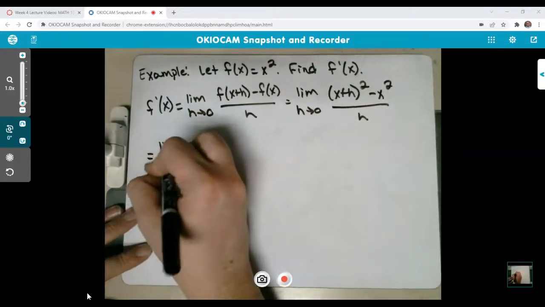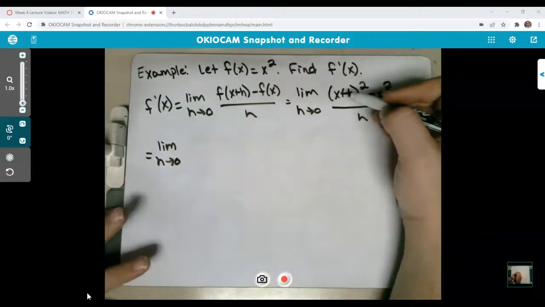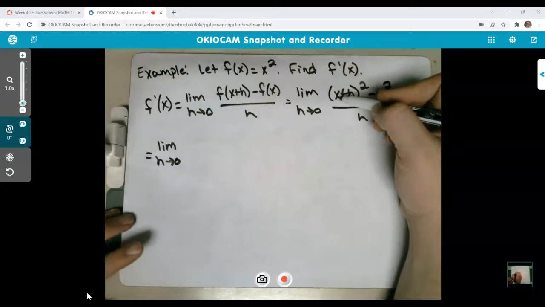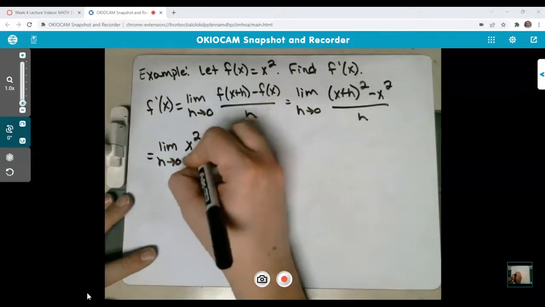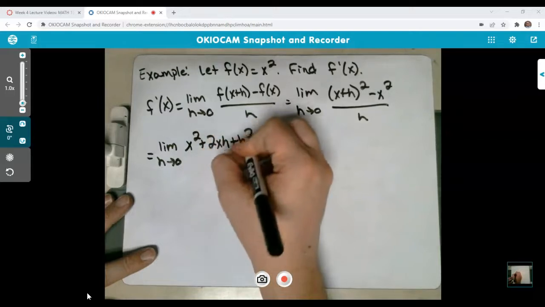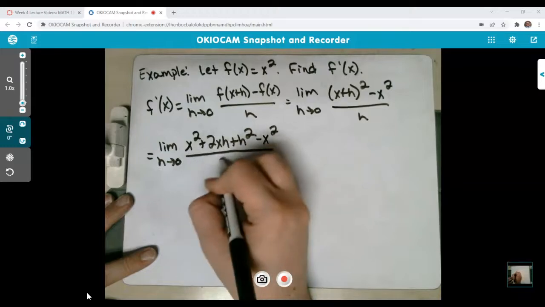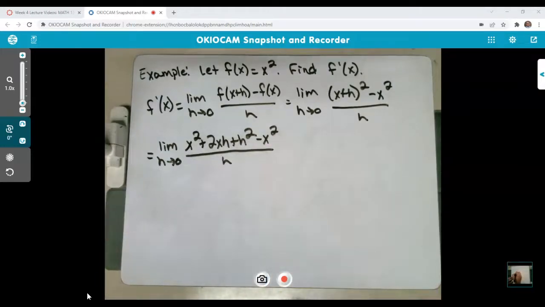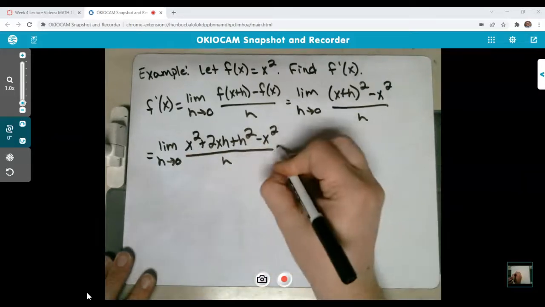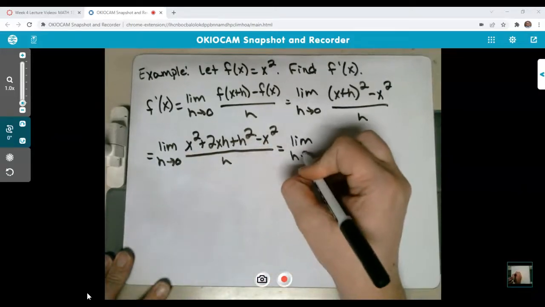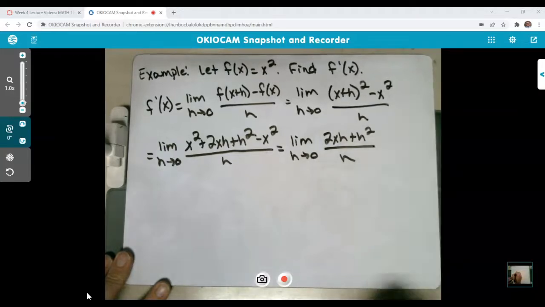Let's work this out and see what happens. That's the limit as h goes to 0. X plus h squared, remember I do it twice: x plus h times x plus h, and you would get x squared plus 2xh plus h squared, and then I still have this minus x squared hanging out right there. I can do x squared minus x squared, so those cancel out. So I'm left with the limit as h goes to 0 of 2xh plus h squared over h.